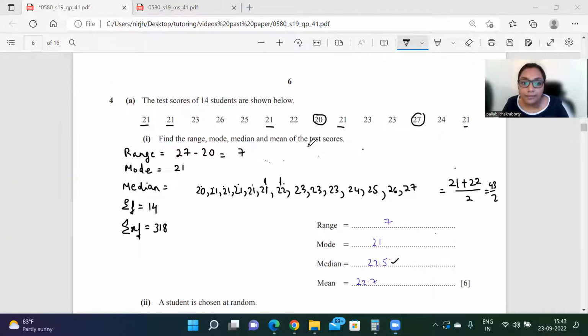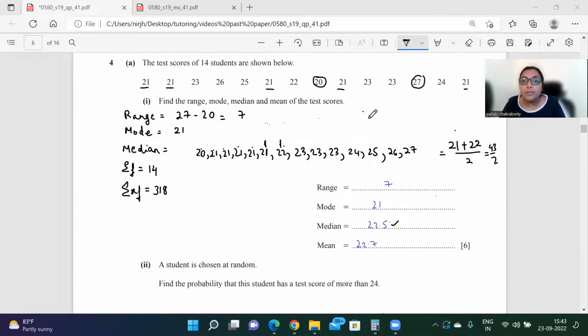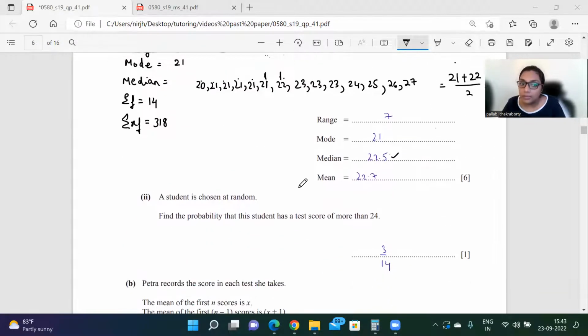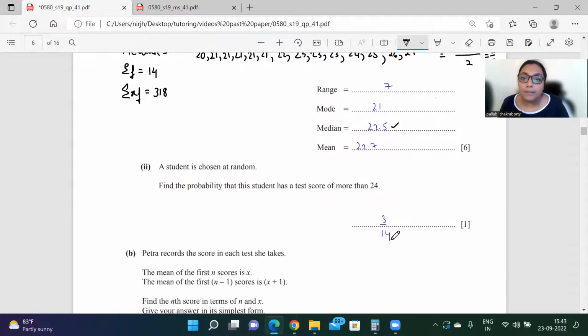So now we have the next question, which is: a student is chosen at random. Remember, there are 14 students total. Find the probability that this student has a test score of more than 24. Let's see how many students have got scores more than 24. 1, 2, 3. And what is the total number of students? 14. So the probability comes out to be 3 by 14.